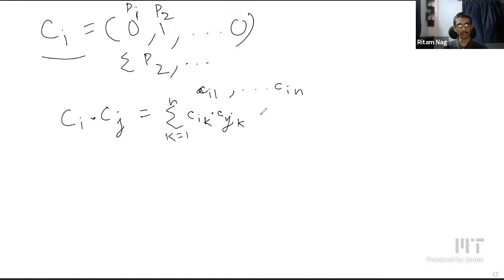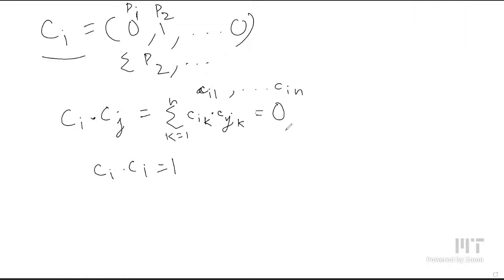So the idea is that we are working over F2 and the dot product is also over F2, so it's either 0 or 1. So Ci dot Cj, when i is not equal to j, is 0. And when i equals j, Ci dot Ci equals 1. These are the conditions that we have. Is it clear what the conditions translate to?